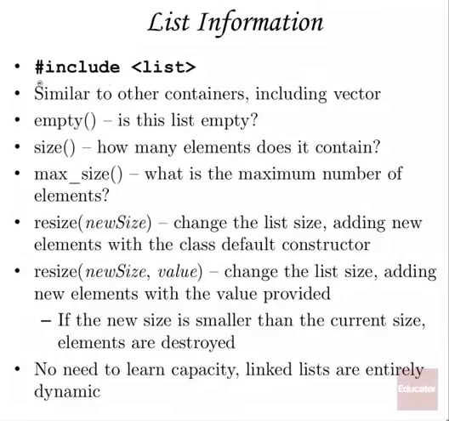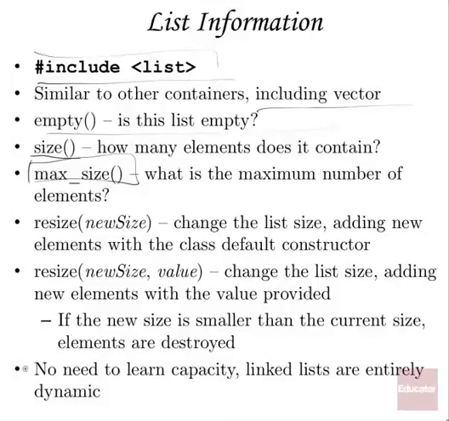So here's how we include it. We want the list definition, and it's similar to other containers. It's similar to the vector. So we have an empty method. Is the list empty? There are things you don't want to attempt on an empty list. How many elements do we have in the list? What's the maximum size that is allowed in this system at this time for this list? It's pretty much the same as a vector. You've got X bytes of memory, divided into however many bytes are in each node, and that's how many you're allowed to put in there.